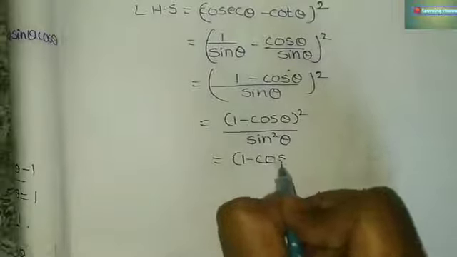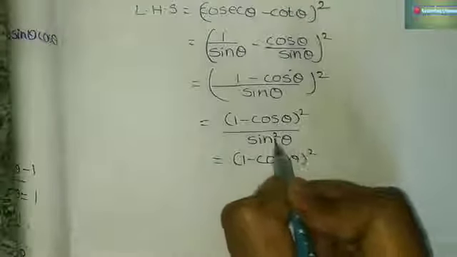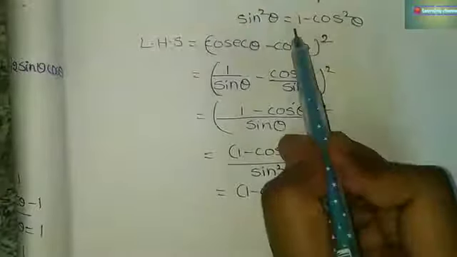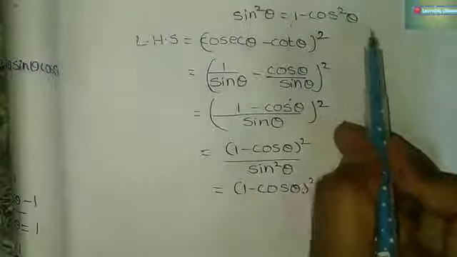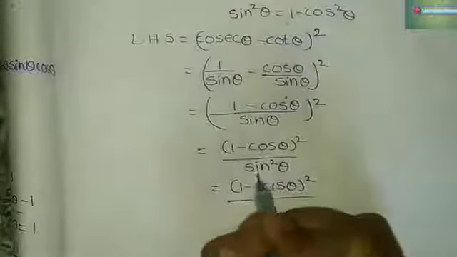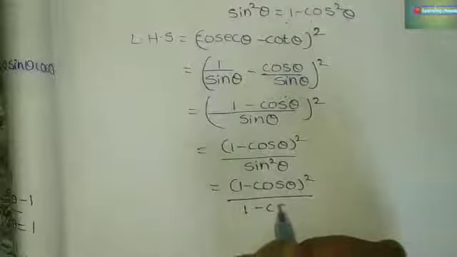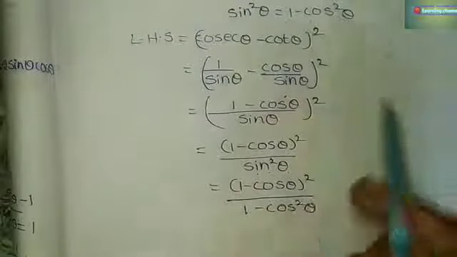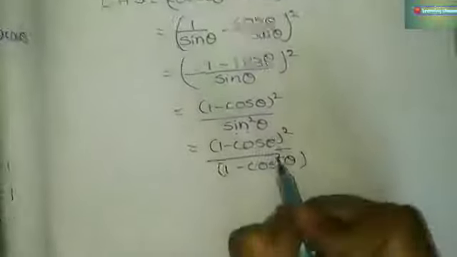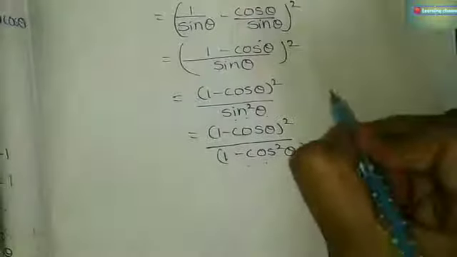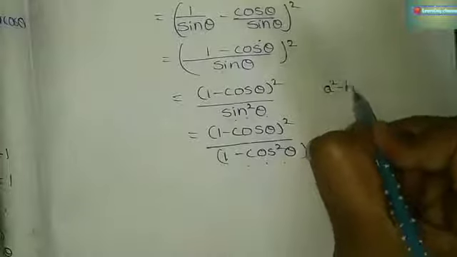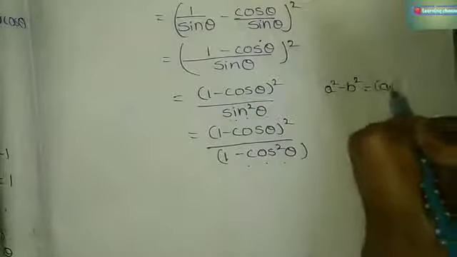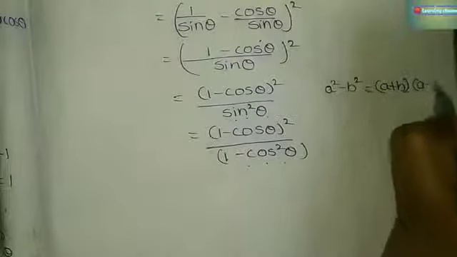Cosecant theta minus cot theta whole square. Cosecant theta is nothing but 1 by sin theta minus cos theta by sin theta whole square. Taking sin theta as LCM, 1 minus cos theta whole square.